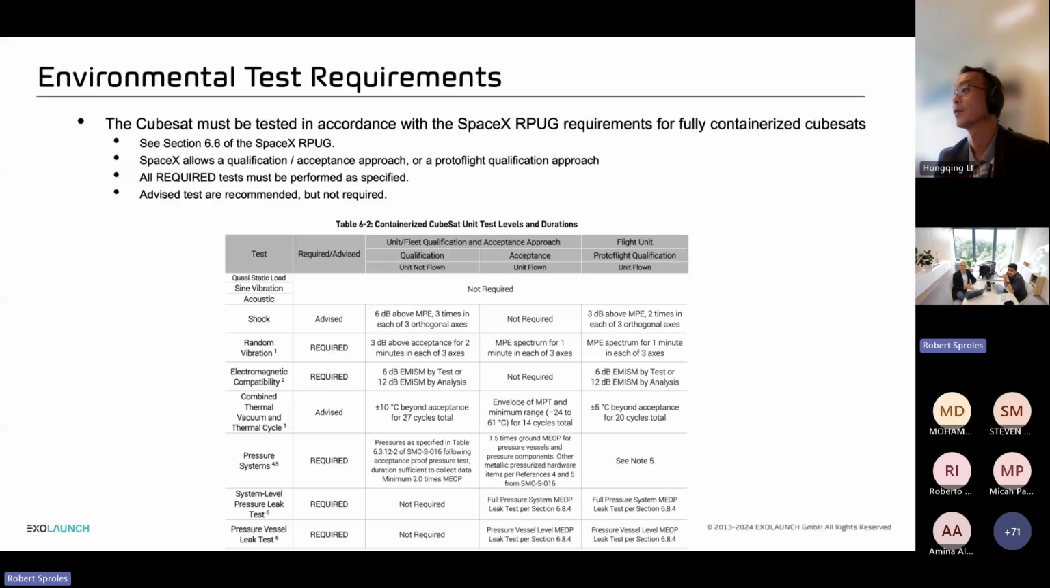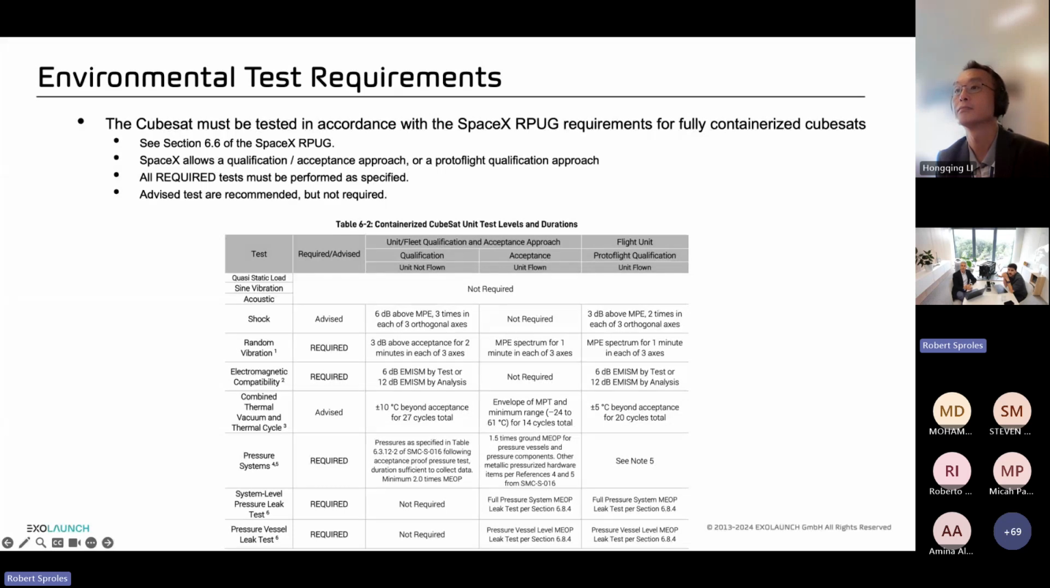The test requirements are additionally a very important part of any CubeSat program. This table here, table 6-2, comes from the SpaceX user manual, the RPUG, which stands for Rideshare Payload Users Guide. This is the document you can get either directly from SpaceX on their website or from the UNOOSA webpage, where they also have it available. This table defines what is required for CubeSats, what has to be done to your CubeSat before it can be launched. You'll see the first column says test, and the second column says required/advised.